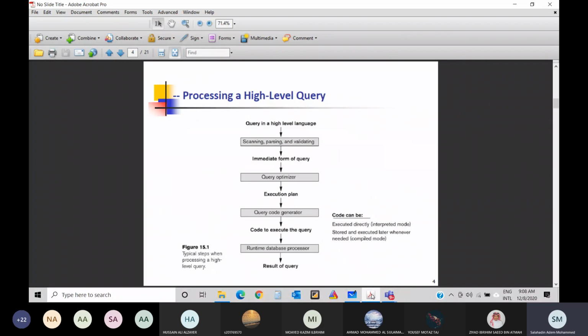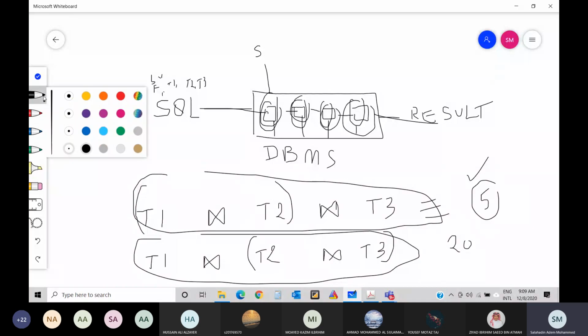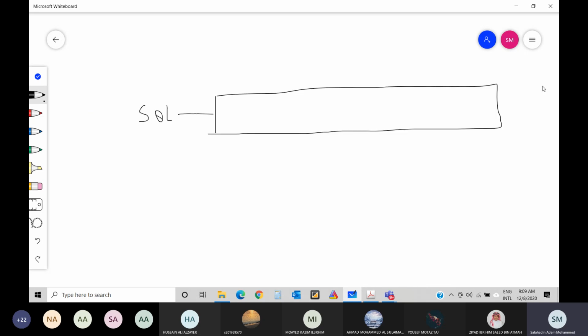In the first phase, you have to do something called scanning first, then parsing, then validating. Let me just draw it nicely. So this is your SQL, the SQL you wrote. You press enter, it will go to the DBMS. Now, Mr. DBMS will give you your output here.